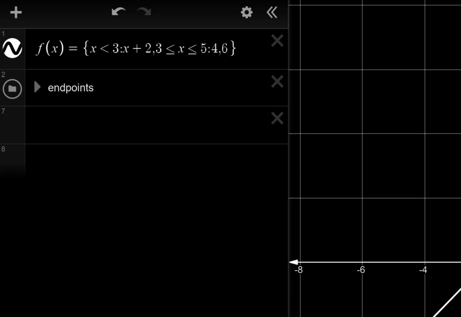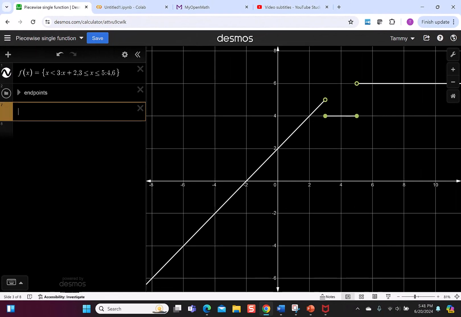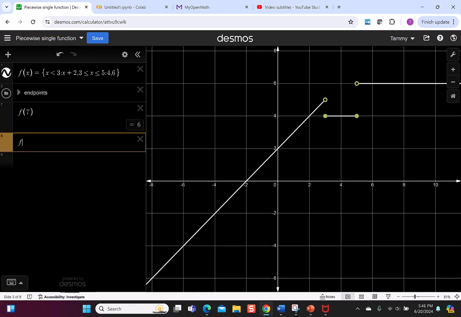The whole thing is in brackets, and it starts with the condition that x is less than 3, then there's a colon that says x plus 2. Then I have a comma with my next condition of x greater than or equal to 3 and less than or equal to 5, and that says 4, and then I have a comma that is 6, and we'll talk about those pieces in a minute. But now I have this one total function, so if I wanted to go in and evaluate, let's say we did f of 7, it tells me 6, or I can do f of negative 3, and it tells me negative 1.